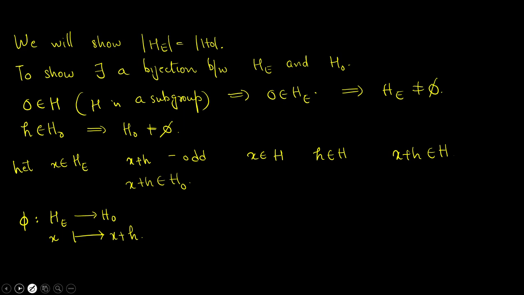For phi to be a bijection, phi has to be 1-1 and onto. So is phi 1-1? When will a function f be 1-1? Take x and y. Suppose f of x is equal to f of y, then x has to be equal to y. In that case, f will be 1-1, right? So to show that phi is 1-1, begin with x1 and x2. Suppose phi of x1 is equal to phi of x2. Then what will it mean? What is phi of x1? It is going to be x1 plus h.